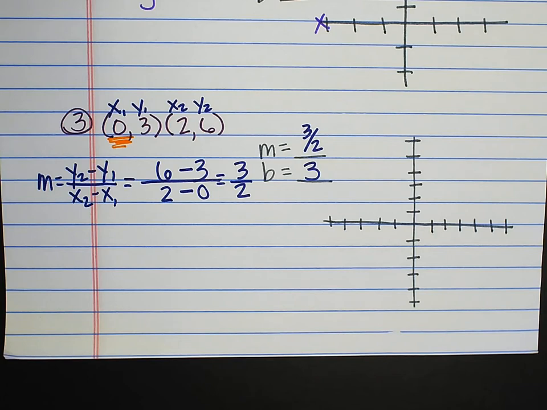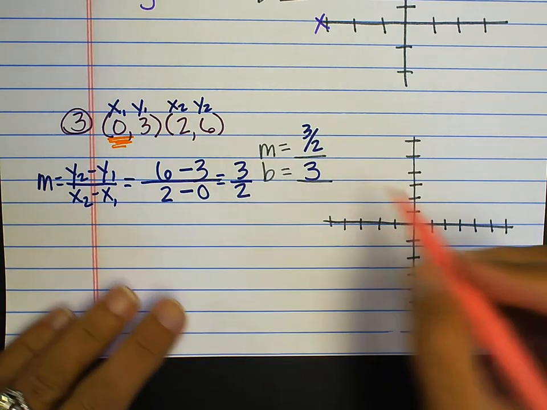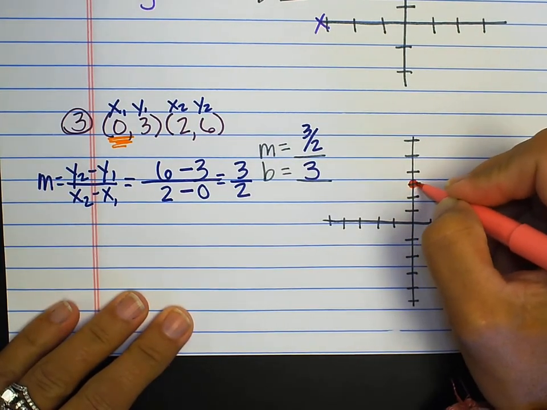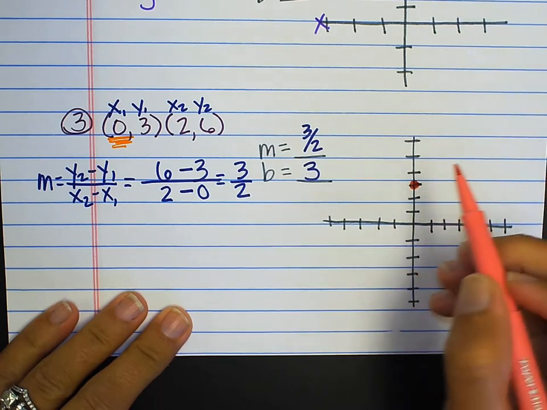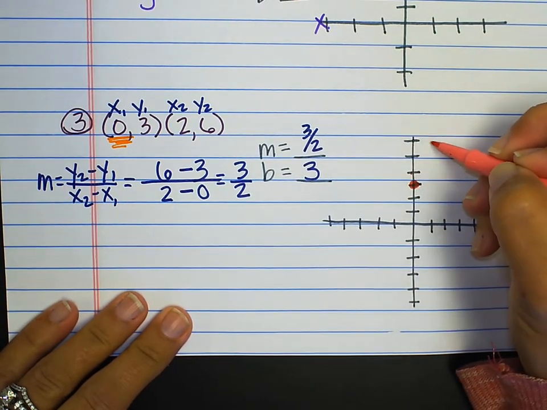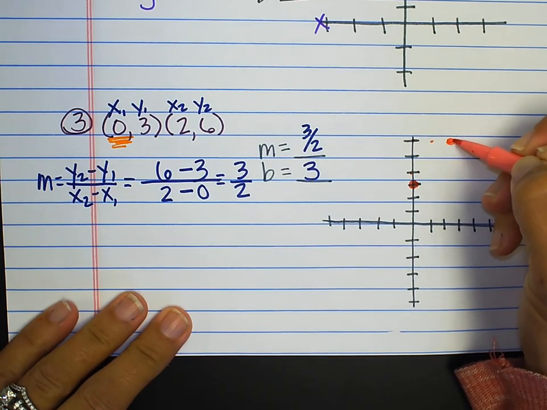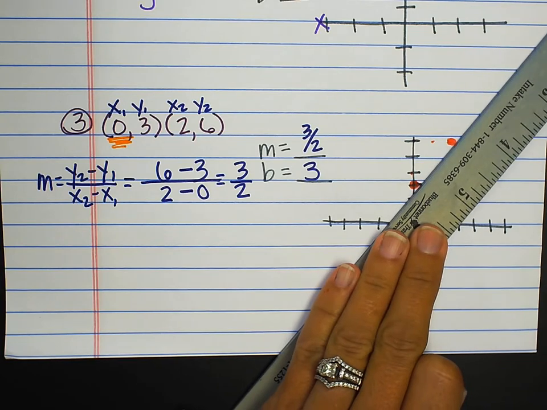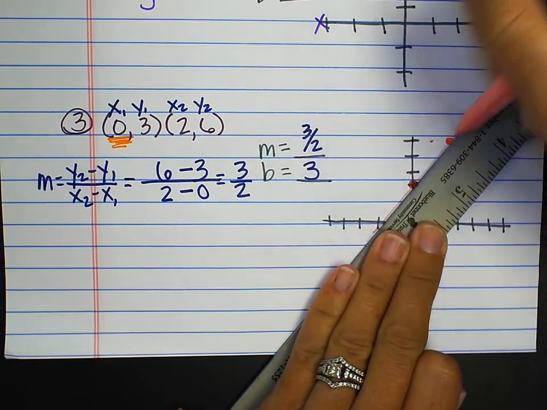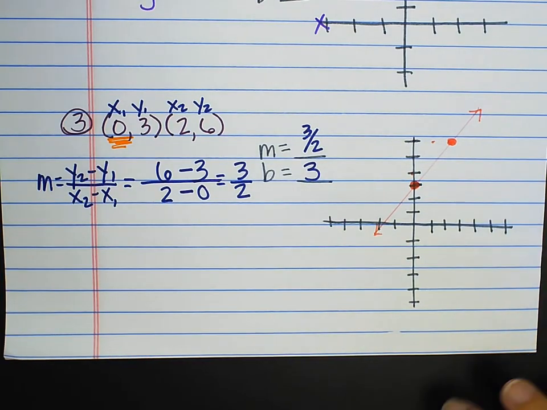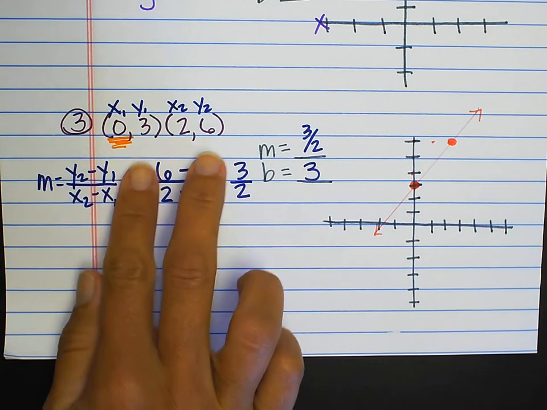We know our first step in graphing is to plot the y-intercept. So I'm going to plot the y-intercept over 0, up 3. Okay. Starting at that point, I'm going to rise and run the value of the slope. Rise 3, run 2 to the right because it's positive. I take a straight edge and I draw a line through those points with an arrow on each end, and this would be the graph of a line that passes through these 2 points.